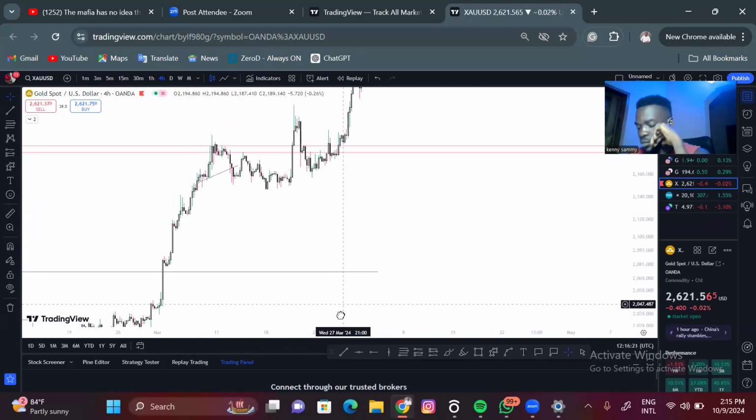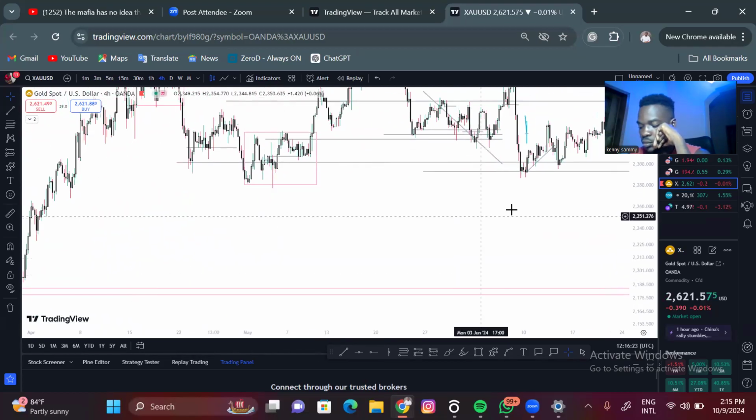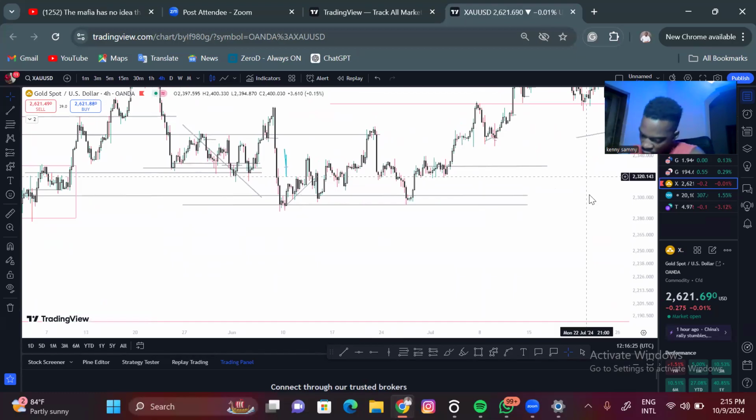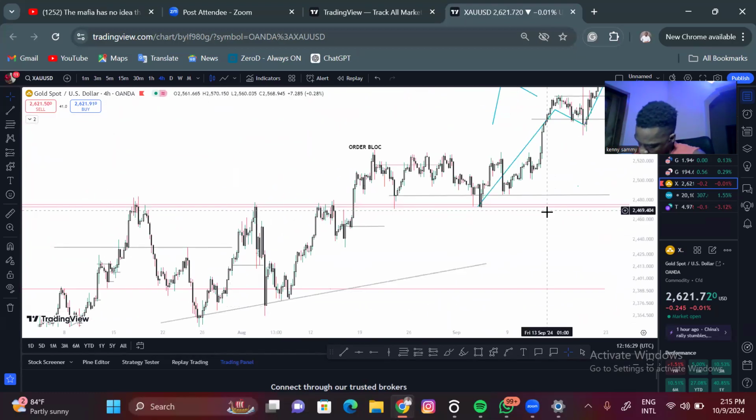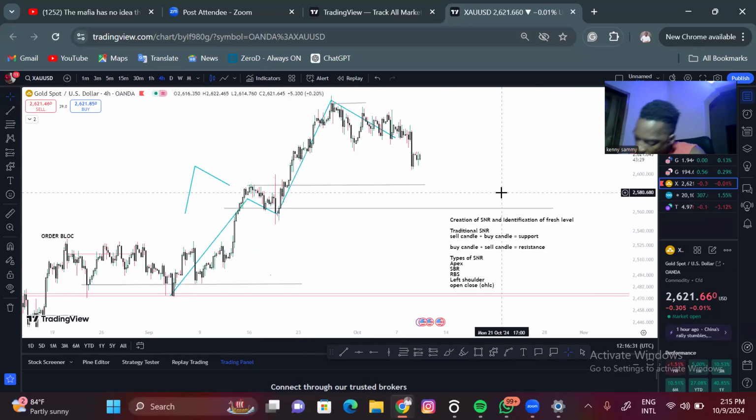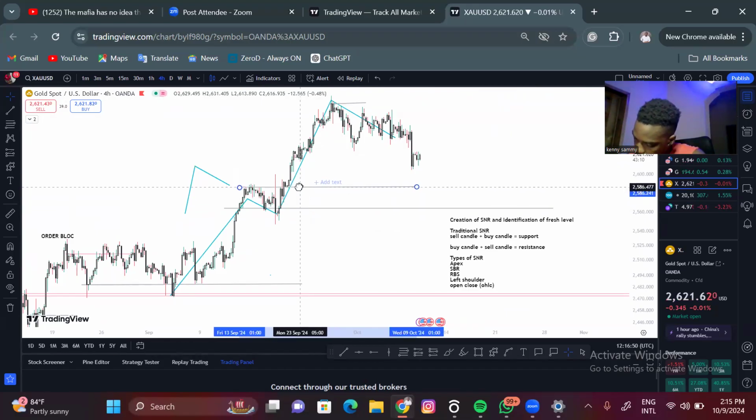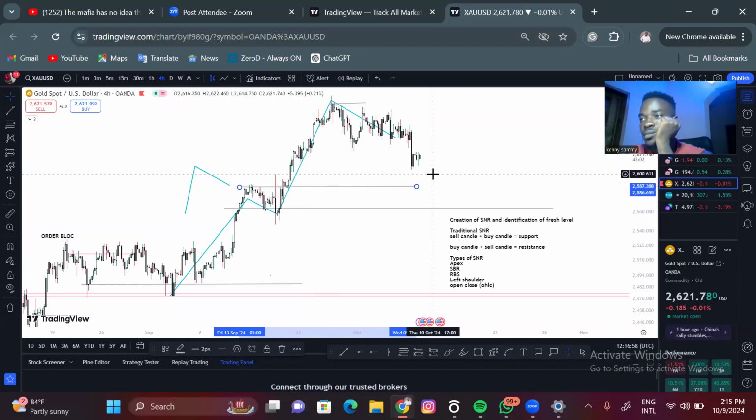We've talked about the apex, we've talked about SBR, then let's go to RBS. RBS simply means resistance broken turn support. So we can see something around here. Let me see if this is a good example. Okay, yeah, we have something here.